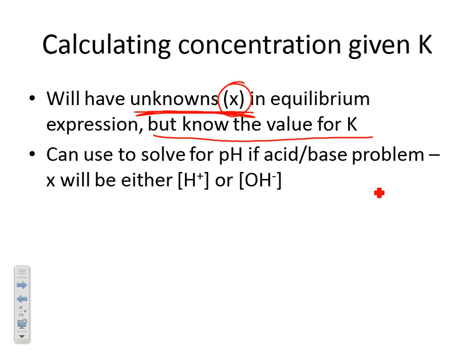And we can use this to solve for pH if we have an acid-base problem, because if you think about our acid dissociation reaction, we have HA goes to H plus plus A minus. Well, that's going to mean that in our equilibrium expression, we have H plus as an X value. So if you manage to solve for X, then that's either going to be H plus or OH minus, depending on whether it's acid or base. And so you can simply take the negative log of that value once you have it to get pH. And that's a very, very common type of equilibrium problem.